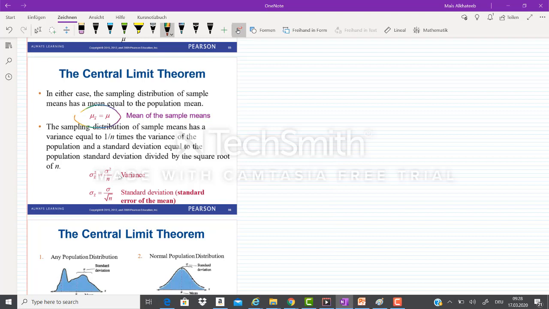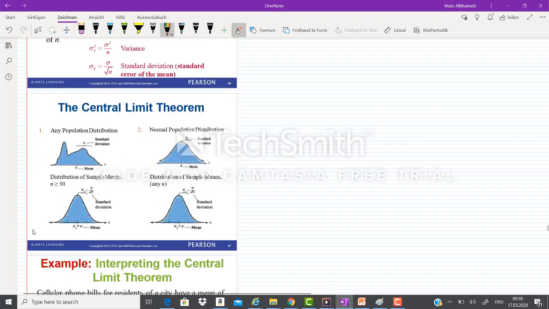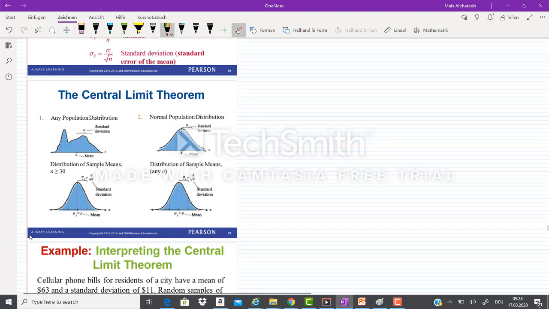So I take this into consideration. Now I move to another summary of the central limit theorem. For any population distribution, whether normal or not normal, as long as the sample size is bigger than 30, the distribution of the sample mean will be normally distributed. For a normal population distribution, even if n is smaller than 30, the distribution of the sample mean will be normally distributed.